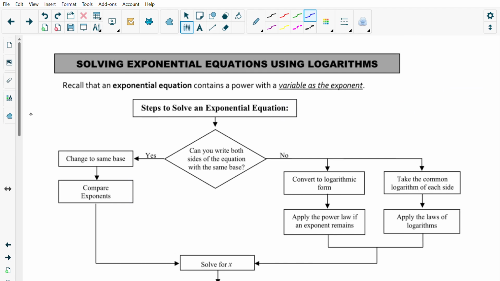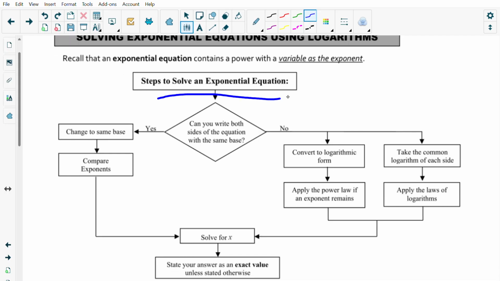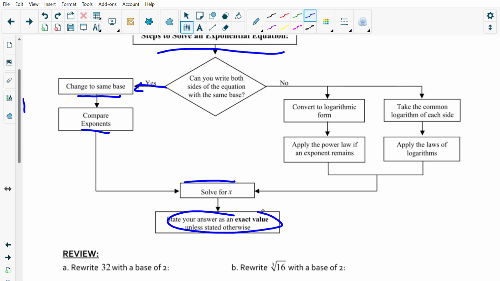Next page. Okay, solving exponential equations using logarithms. Recall that an exponential equation contains a power with a variable as an exponent. So steps. Can you write both sides of the equation with the same base? If yes, then it makes it a lot easier. Change to the same base, compare exponents, solve for x.